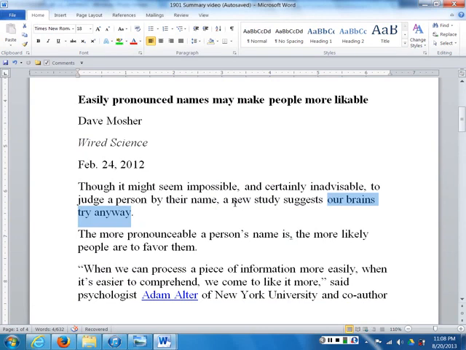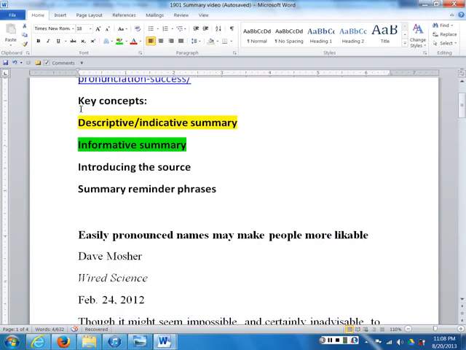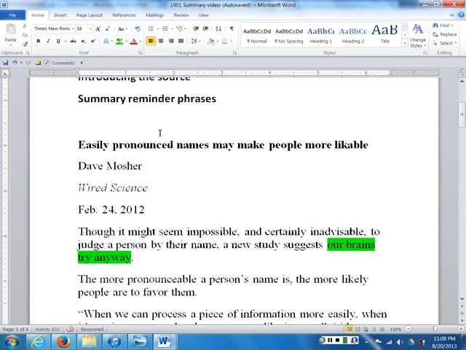So this is the summary of the new study. It's in one sentence, in just 5 words, it summarizes the whole article. So that is some informative summary. It's short, but it's informative, so we're going to highlight that green. But notice, it doesn't just start off by saying our brains try to judge a person by their name. Dave Mosher starts with, a new study suggests.